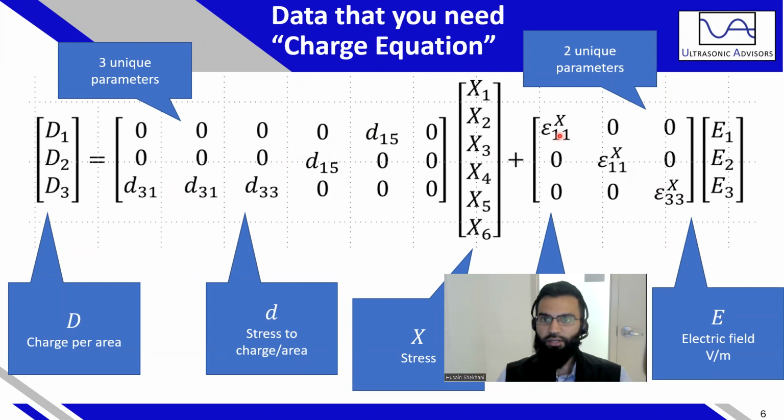So in the case with the permittivity, there are two unique directions. There's one in the thickness and one perpendicular to the polarization direction, applying the electric field. So that gives us 5 so far.